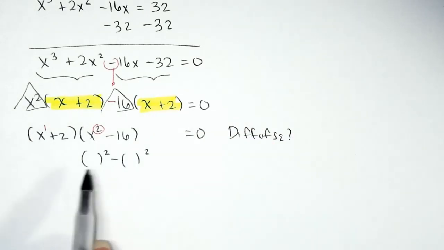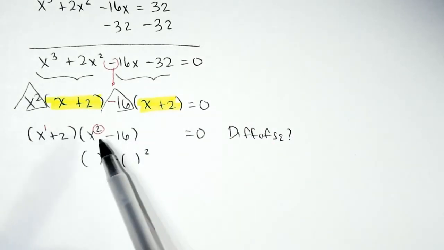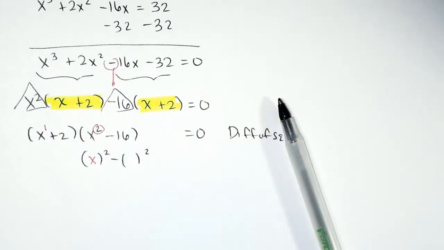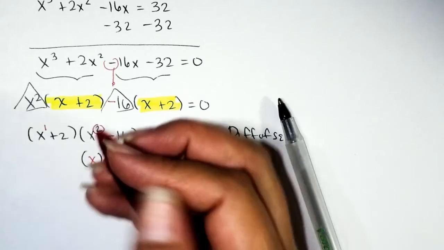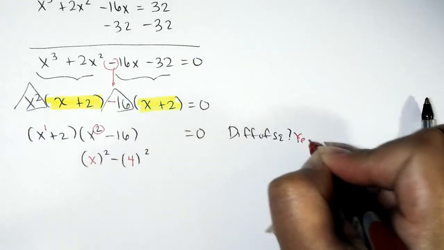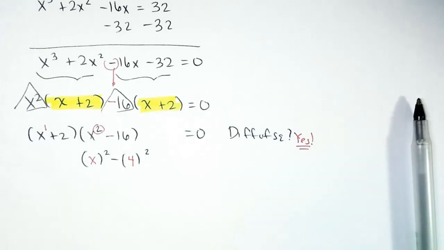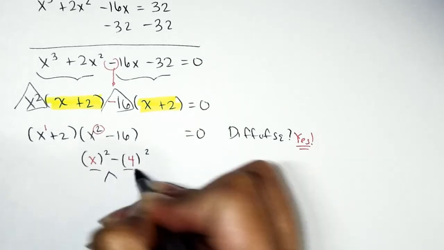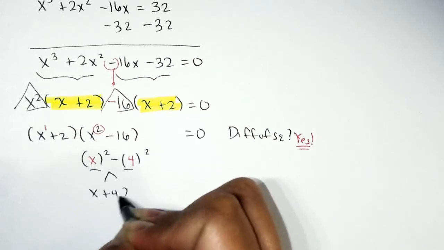Do I have something squared minus something squared? Hence, difference of squares. Okay, so x squared is a perfect square because it's the square of x. 16 is a perfect square because it's the square of 4. So to answer my question, do I have a difference of squares? I sure do. So in this case, the binomial will factor to x plus 4 times its conjugate.